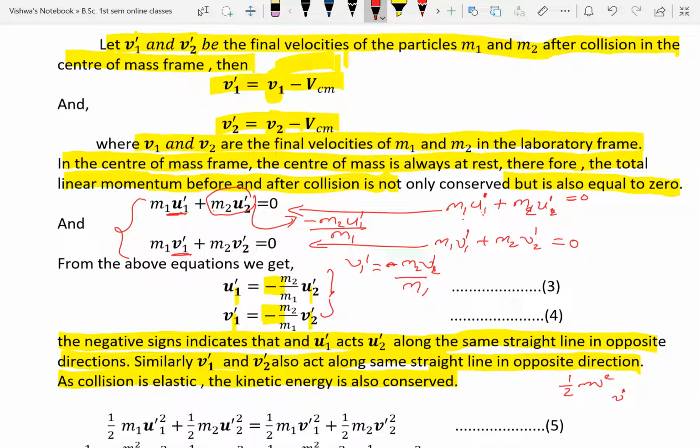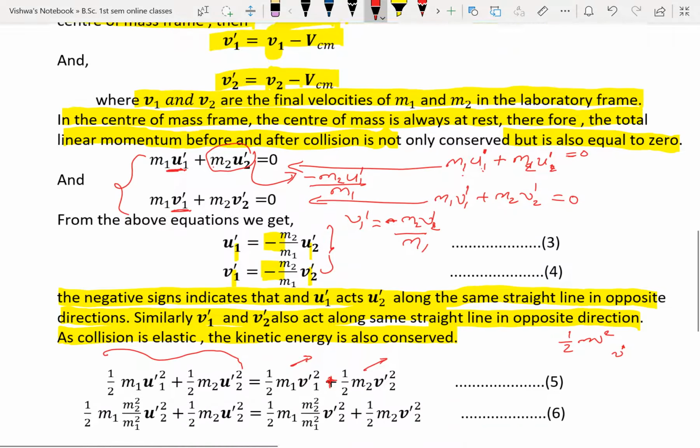So now according to the conservation law, the kinetic energy before collision is equal to the kinetic energy after collision. First we have to write the kinetic energy before collision. So this is the kinetic energy before collision: 1 by 2 m1 u1 prime square plus 1 by 2 m2 u2 prime square is equal to the kinetic energy after collision, the kinetic energy of mass m1 and the kinetic energy of mass m2. These two add together. Then we will get the kinetic energy equation.